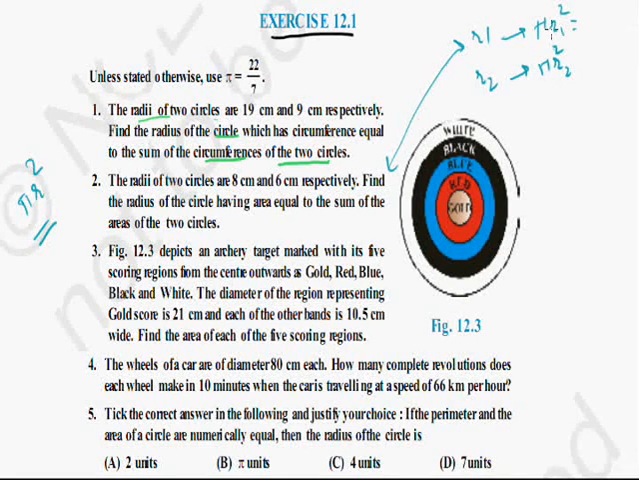Now pi r1 square, that is pi into 8 square, which is 64 pi. Pi into r2 square, where r2 is 6, that is 36 pi. Now 64 pi plus 36 pi. Obviously the third circle has area equal to the sum of these two. Now we have found the area of the first and the second, and the sum of these is 100 pi.